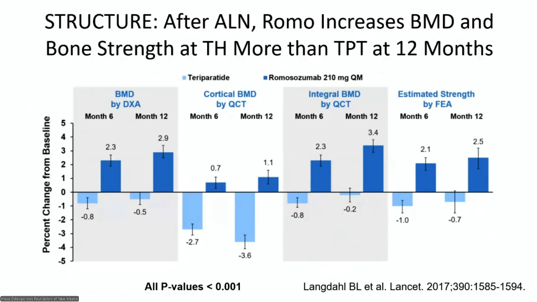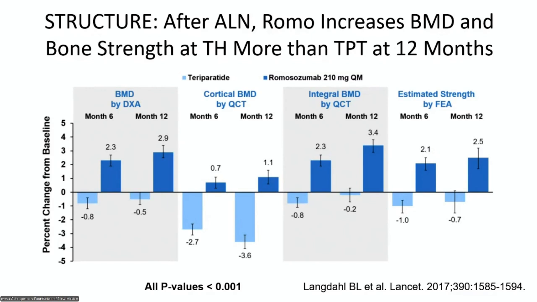Here is the STRUCTURE study with Bente Langdahl being the lead author. And this looks at a real-world common scenario that we have with patients on bisphosphonates, sometimes for many years, who then are transitioned to an anabolic agent. So we have to wonder, will anabolic agents still work after long-term antiresorptive therapy? And are there differences in the response to anabolic therapy?